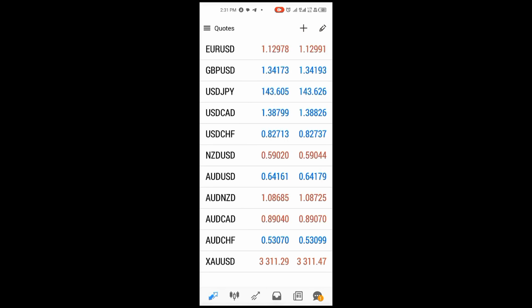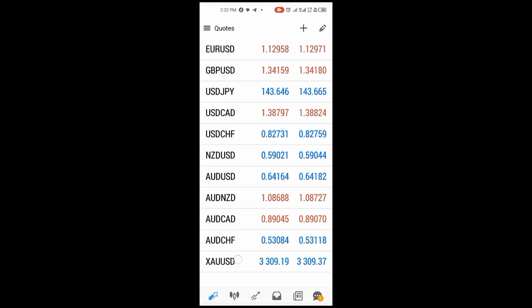So all these currency pairs attached to US dollar are major currency pairs. But you can see AUD NZD, that's Australian dollar, New Zealand dollar. These are minor currency pairs. These are AUD CAD, that's Australian dollar and Canadian dollar. You can see these are all minor pairs. You see AUD CHF, these are all minor currency pairs.